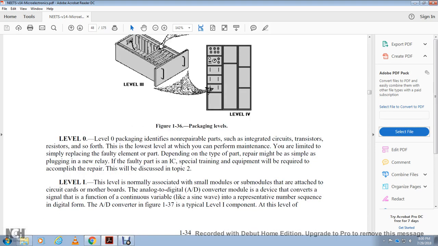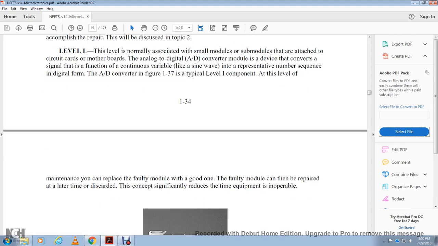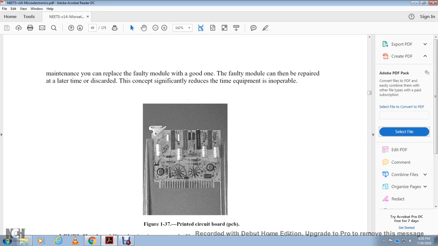Level 1, the level normally associated with the small module, some module attached with the circuit that covers the motherboard's analog to digital converter, a module device that converts the signal with the function of converting a variable into a representative number in a sequence of digital form. The analog to digital converter of Figure 130 is a typical level 1 component. At this level, maintenance relates to whether the module is faulty or good. The faulty module could be repaired at a later time to discover the concept of the signal reproduced if the equipment is inoperable. Figure 137 shows the printed circuit board.